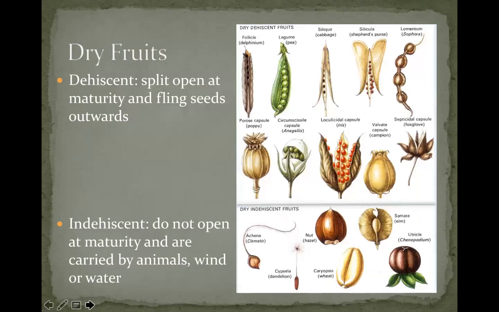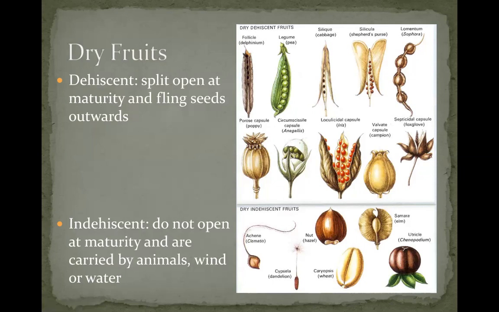Okay, so now we're gonna go over dry fruits. There are two types of dry fruits. We have the dry dehiscent fruits and the dry indehiscent fruits. The only thing that I need you to know about these two types of dry fruits is that dehiscent fruits will split open at maturity and fling their seeds outwards. So these are some good examples of dry dehiscent fruits. Legumes or peas, cabbage, iris fruits are dry dehiscent fruits. Foxgloves, so those are the flowers that I showed you guys earlier. Poppies, those are all dry dehiscent fruits.